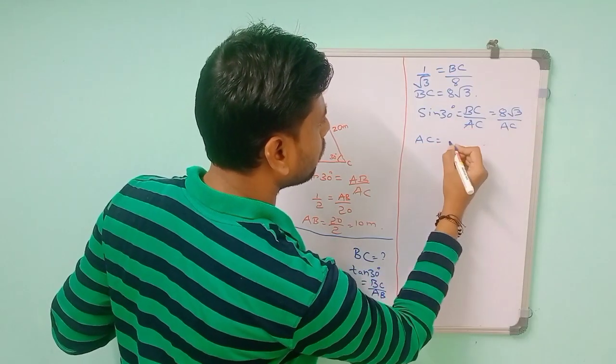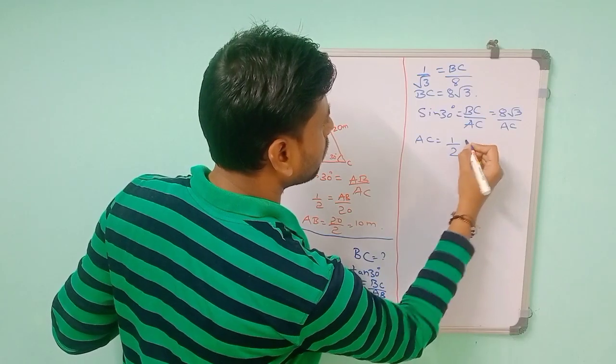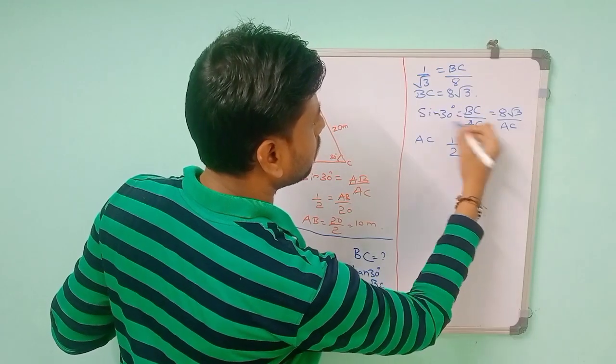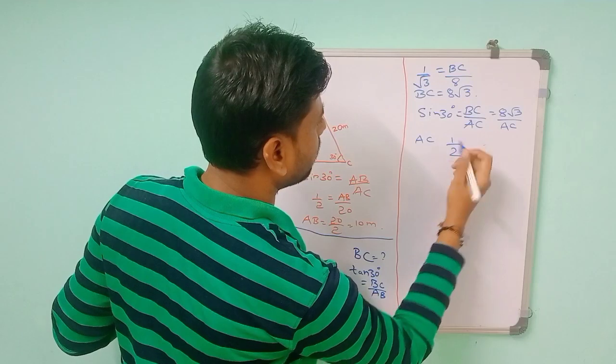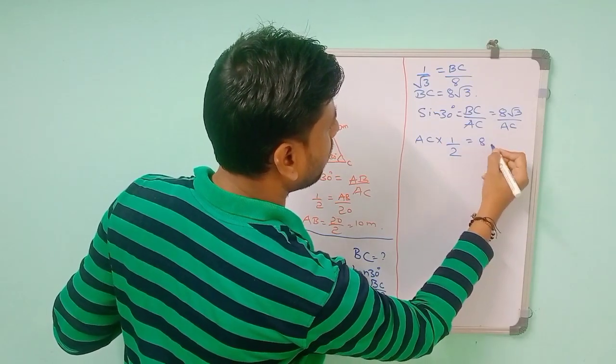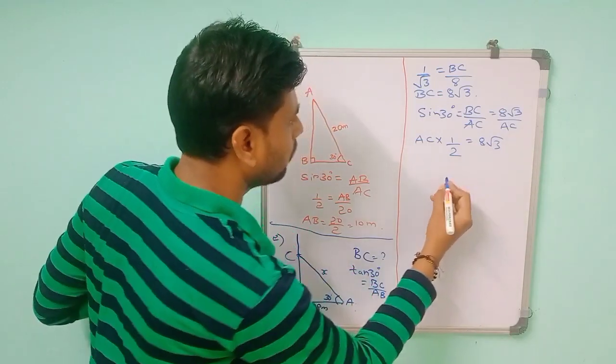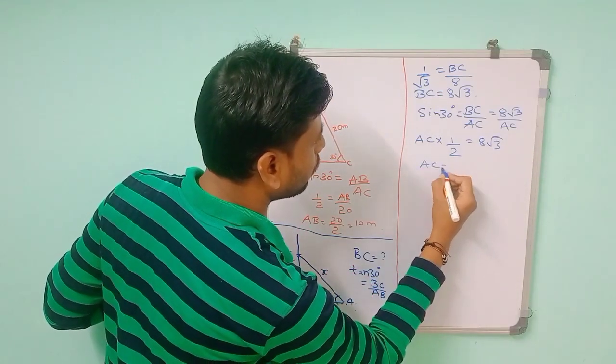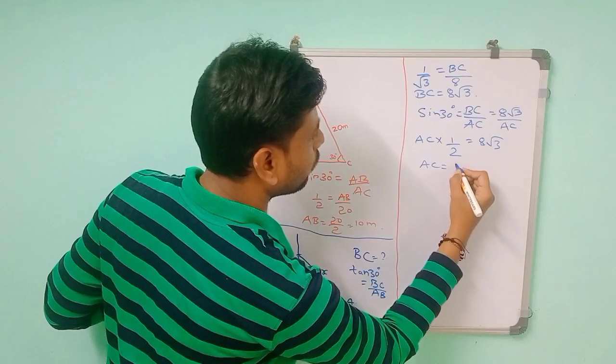So 1 by 2. So sin 30 into AC. Sin 30 into AC is AC into 1 by 2 is 8 root 3. So it will become AC is equal to, this will go this side, so 16 root 3.